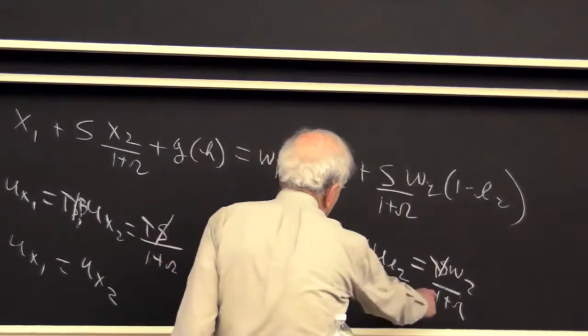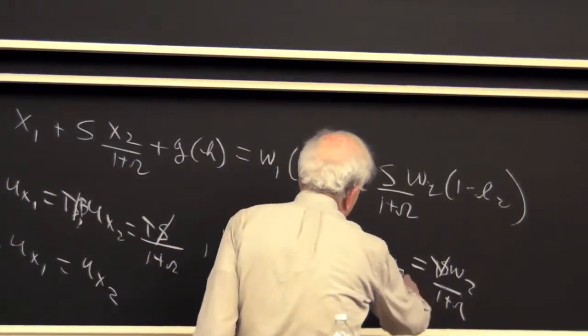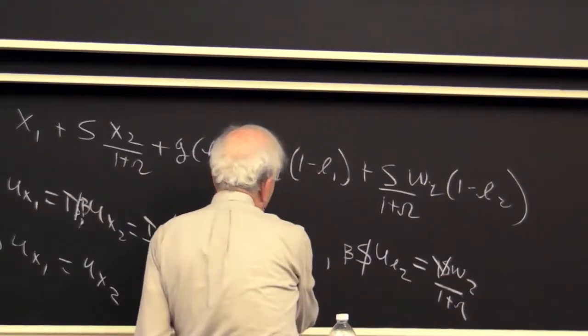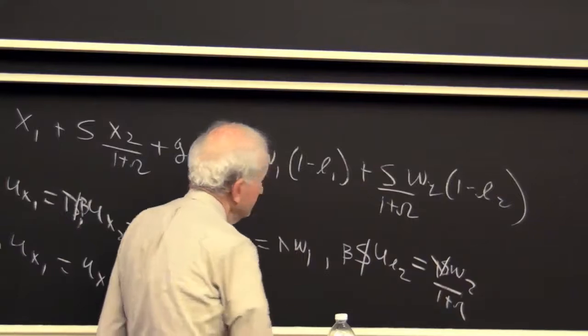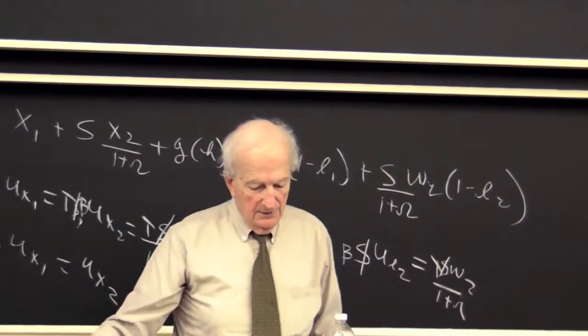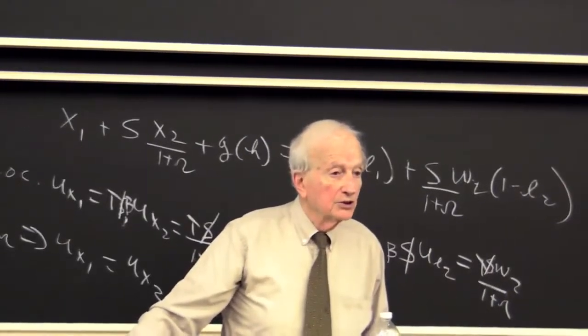And if beta is equal to 1 over 1 plus R, we get UL2 is equal to W2. So that UL1 over UL2 in that circumstance is simply equal to the ratio of the wages. And we showed all that. I'm not going to use all of that, but some of it I'm going to use again. Okay.